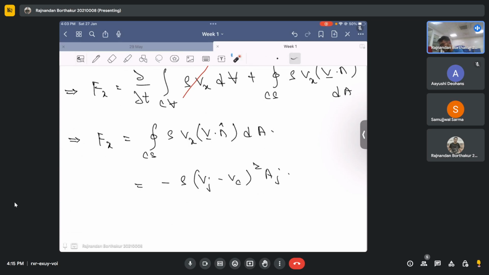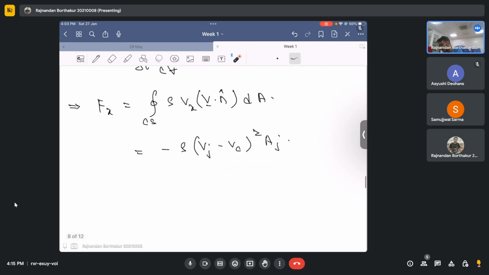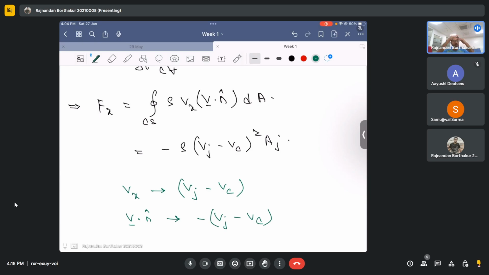How did I write this thing from this thing? I will explain once again if you have a doubt. Vx is nothing but Vj minus Vc. Why? Because I need to evaluate the velocity of water by choosing a control volume which is moving with the cart at cross section A. That's why it becomes Vj minus Vc. And this V dot n cap is minus Vj minus Vc, since the n cap and the velocity vector are in opposite directions. That's why the multiplication of these two becomes Vj minus Vc squared with a negative sign.